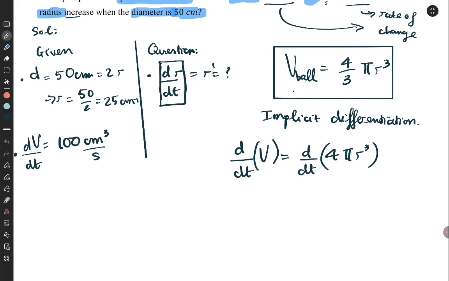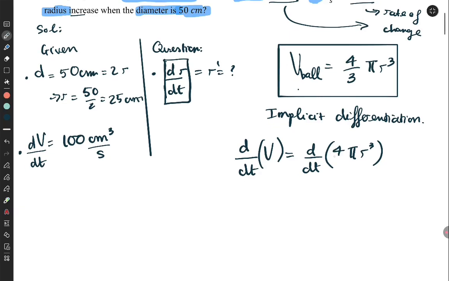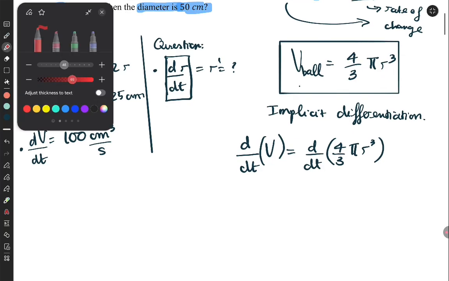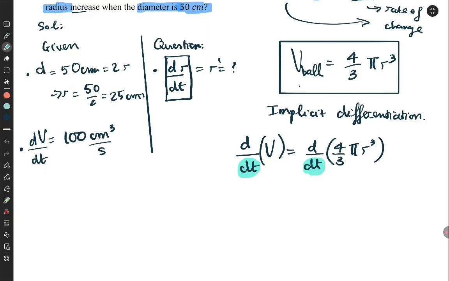Would it be d over dt of 4 over 3? Oh, 4 over 3. Thank you. Because that dt will tell you the answer for the next step. That dt is important, with respect to time.